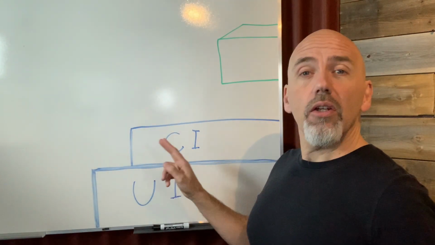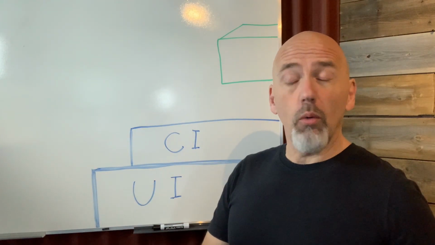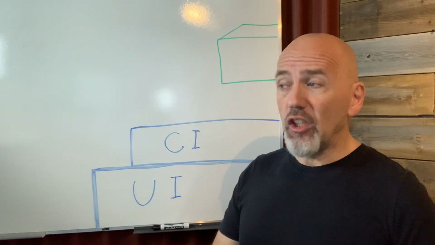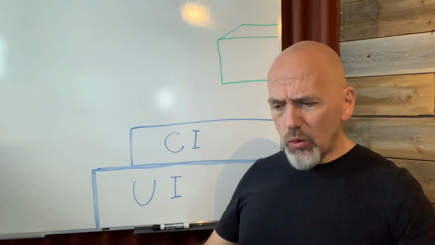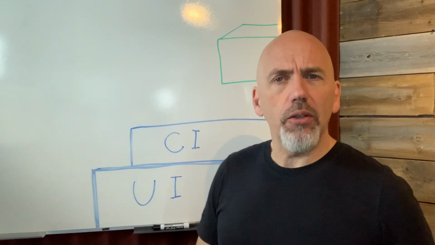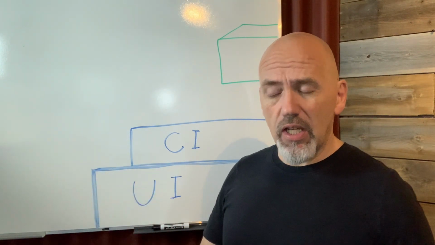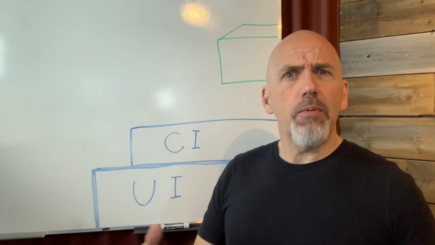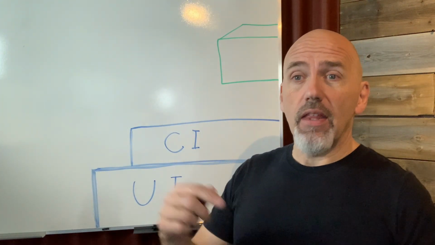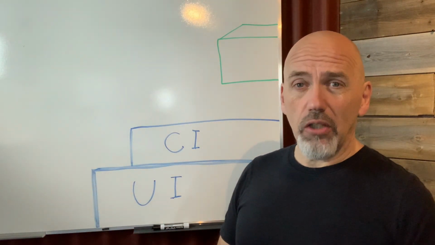Phase 2, conscious incompetence. This is where you know what you don't know. So you get your hands on a bike, and you've been watching people so that you know that the hands are used to steer and the feet are used to propel you, and somehow you have to keep your balance. So you know you need to do all these things, but you don't quite know how to put it all together yet. So you are now aware of the fact that you don't know how to do it. Phase 2, conscious incompetence.